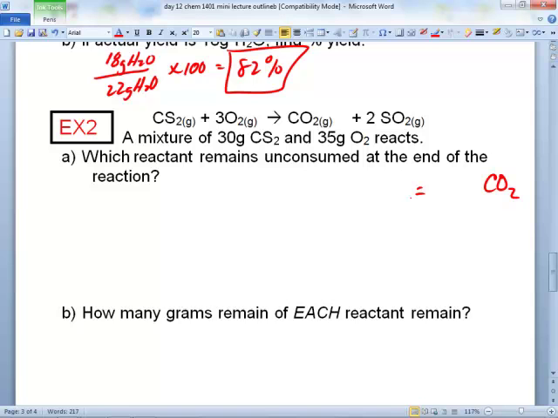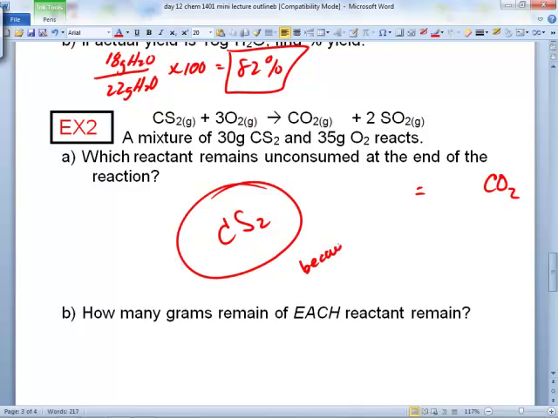Did anyone figure out which reactant remains unconsumed? Which one is it? CS2? So that means O2 must be your limiting reagent. Does everybody agree? All right, CS2. I guess you could say because O2 is the LR. Right? No problem getting part A?